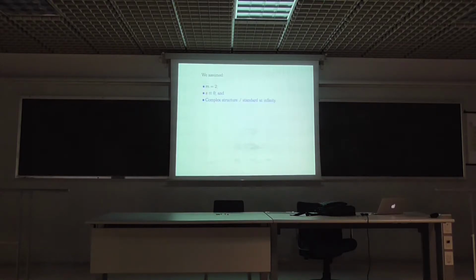So in this argument, we assumed that the complex dimension was 2, the metric was scalar flat, and the complex structure was standard at infinity. Now for the general case, we want to first generalize this to complex dimension greater than or equal to 2. This is pretty straightforward. It's just a matter of replacing omega with omega's appropriate power.